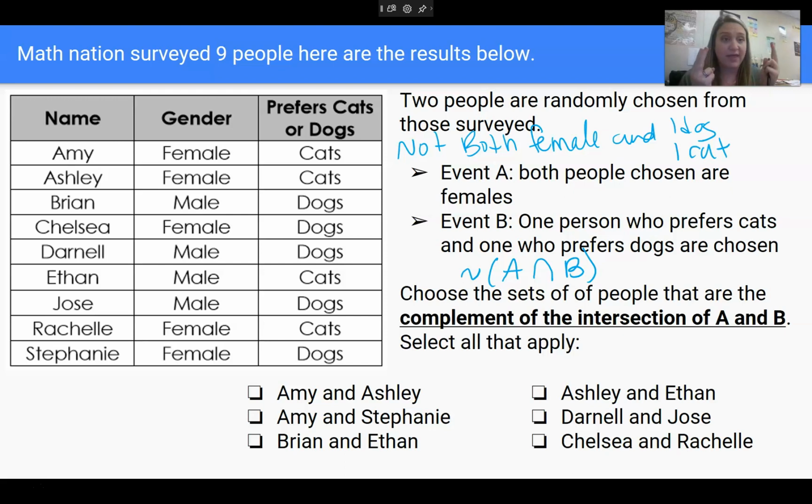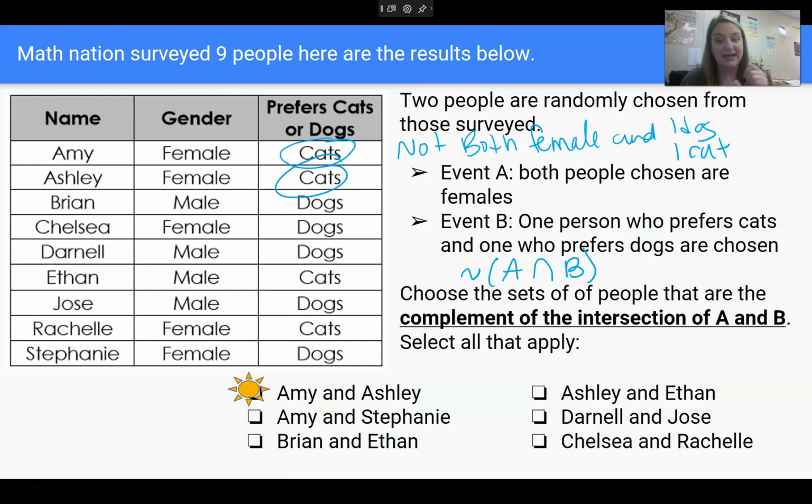If it's both females and both cats, we're good. Both females, both dogs, we're good. If there's a male in the mix, we're fine. What I cannot have is the outcome of two females with one dog and one cat preference. Okay, that's what we're looking for. Let's look at Amy and Ashley. Amy and Ashley, they're both female. Okay. Let's look. Amy, where is it? Amy is cats. Ashley is cats, so we're good because they weren't both female and one dog, one cat. They were both female, both cats, so that's fine. Okay, the only thing I cannot have is both females with one dog, one cat.